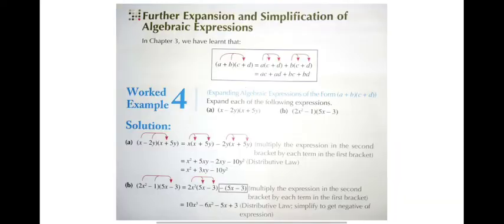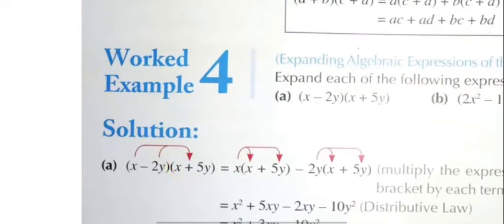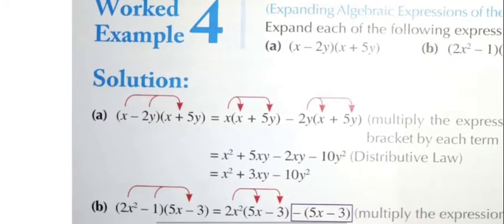Okay, for this one, further expansion and simplification of algebraic expressions. Almost the same thing, except this one you have two brackets here. Same thing: front times this first, and then the back one times in also. So there will be four results also.